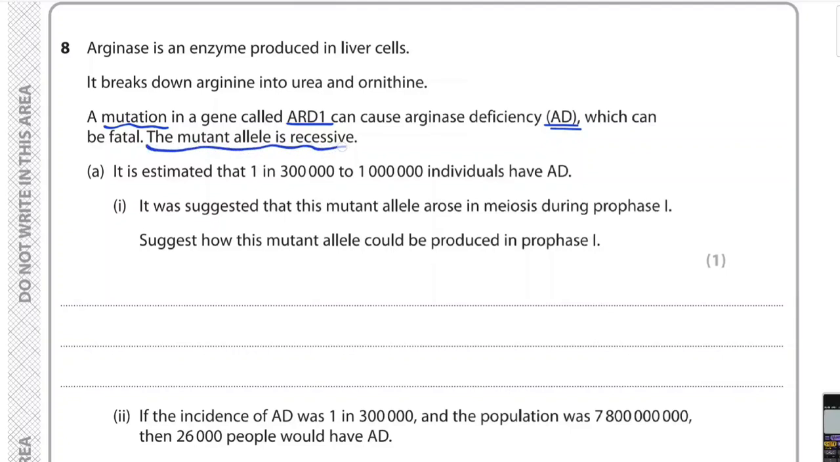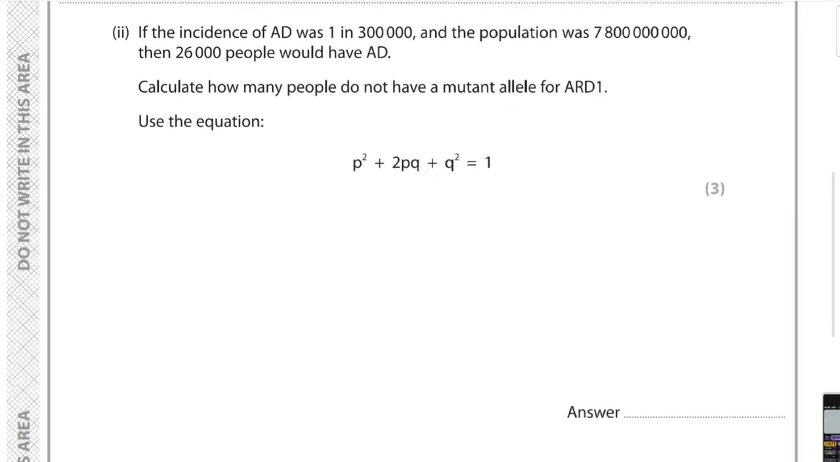The mutant allele is recessive. What I've learned from this sentence is that the mutant allele of this gene is recessive. So recessive alleles represent the Q squared in this Hardy-Weinberg equation. And now let's see what we're required to get in this question.